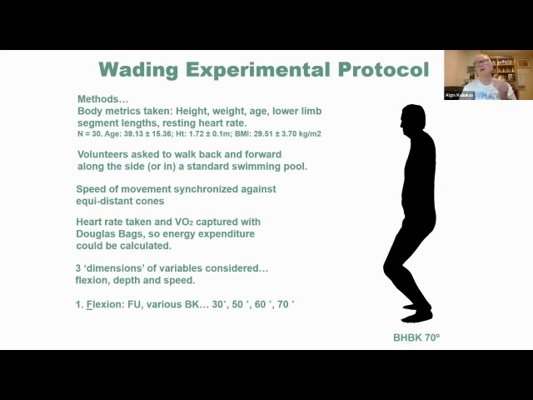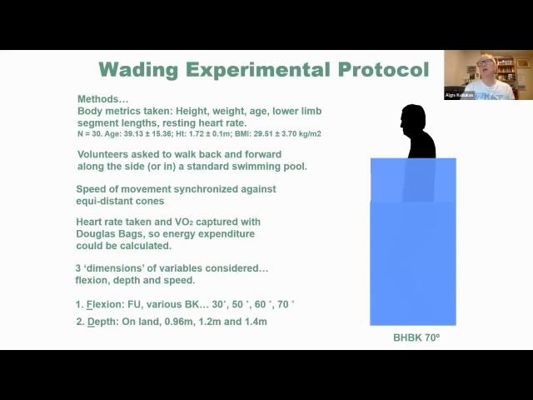So you can see that's why we had to have that rope going across the pool to keep your eye at the right level. So you measure the knee flexion outside of the pool, and then I would set the height with the string going across the pool. So as they waded, they kept their eye at the right level to keep the knee flexion approximately correct. So that was the first dimension. The second one is depth. So either on land, or at 0.96, 1.2 or 1.4 meters. So we varied the depth. And the other thing we varied was the speed.